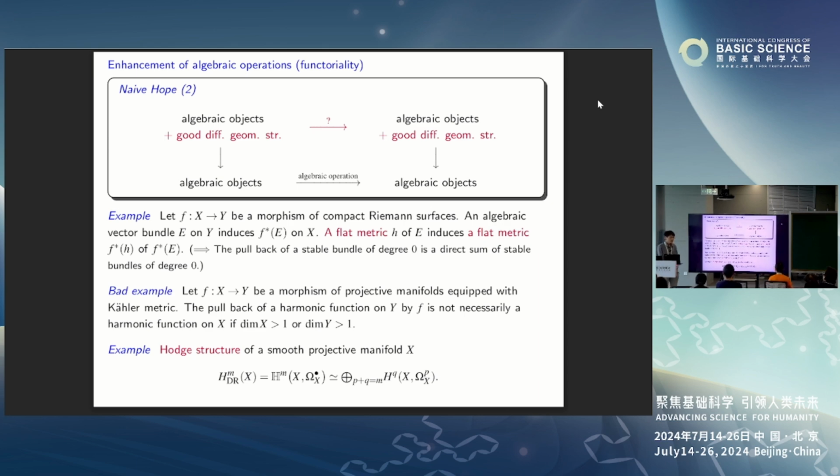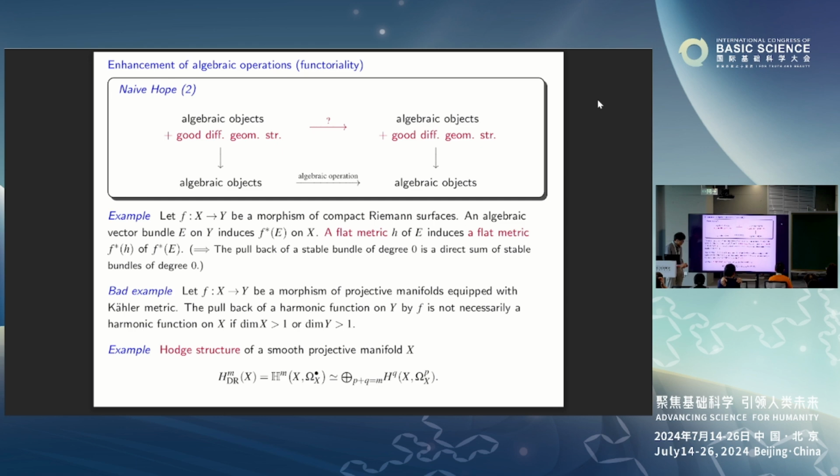Another, or second, naive hope is to enhance algebraic operations by good differential geometric structures. In algebraic geometry, there are many useful functors which create an object from another. It is one of the advantages of algebraic geometry. And it is very nice if we can enhance such functors by differential geometric structures.